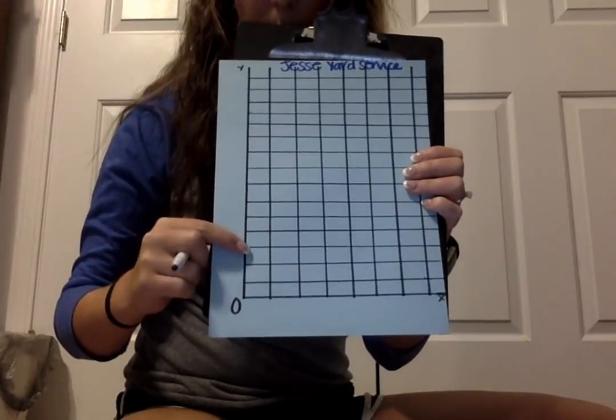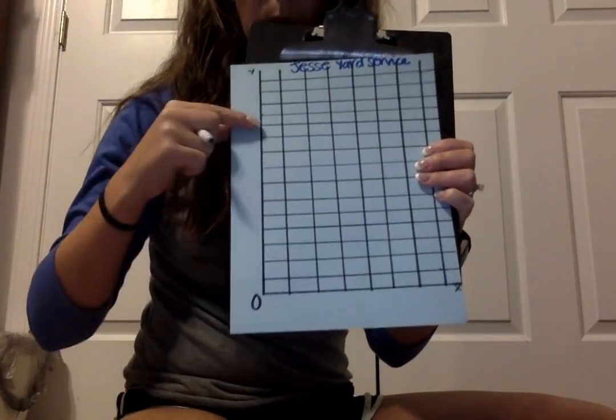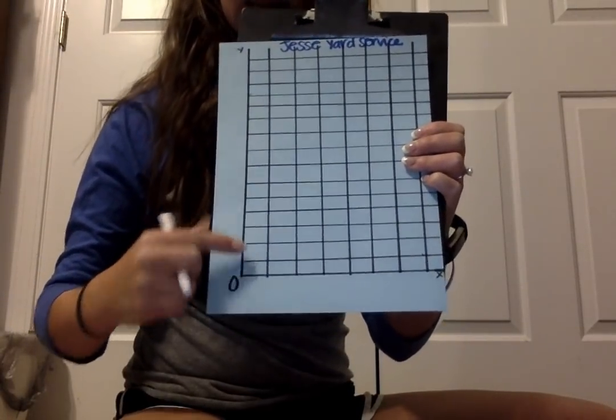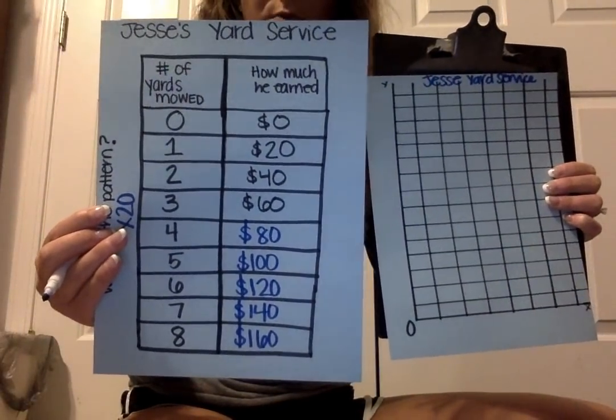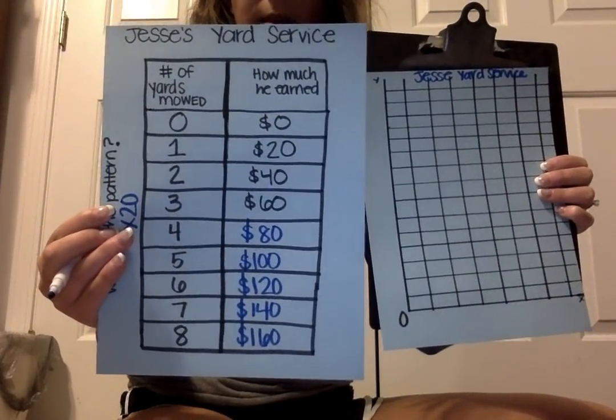And I have my y-axis listed and my x-axis listed, but I need to label those. So looking back at the graph, which one of those is going to be the x-axis?